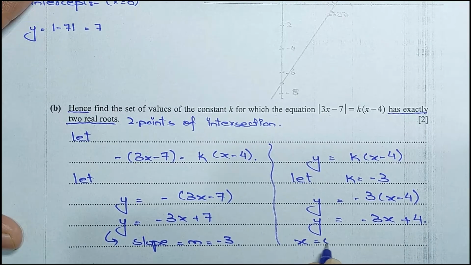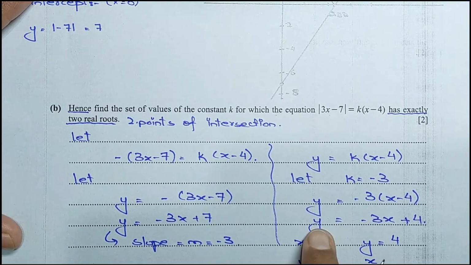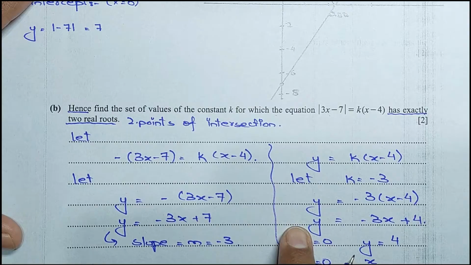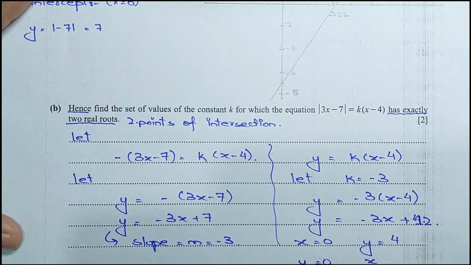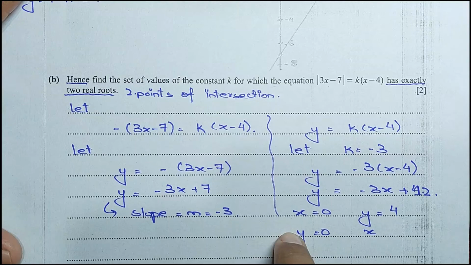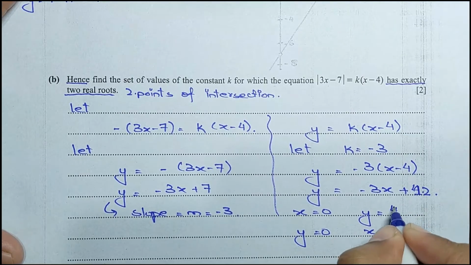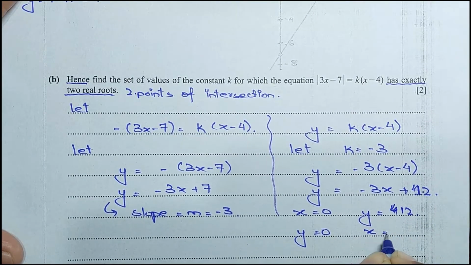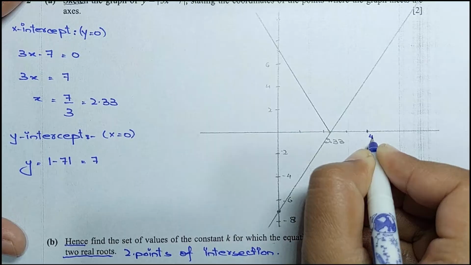Now when x is 0, y is 12, and when y is 0, what is my x? I messed up, sorry. When y is 0, x is 12 divided by 3, which is 4. So we have the point where x is 4 and y is 12. X is 4 over here, 1, 2, 3, and 4, and the y value is 12.